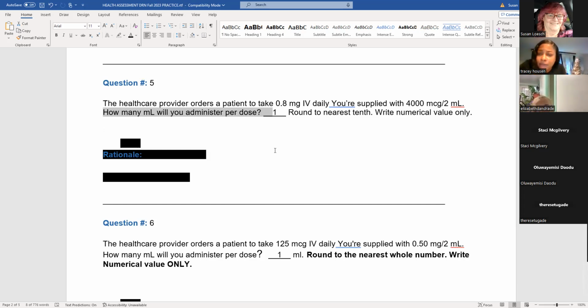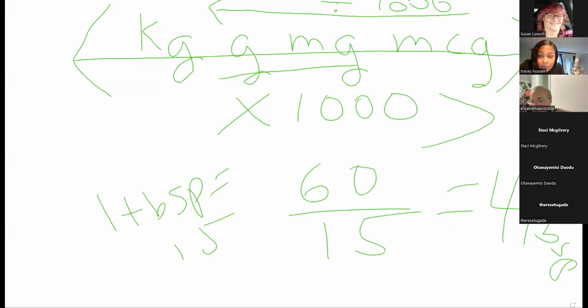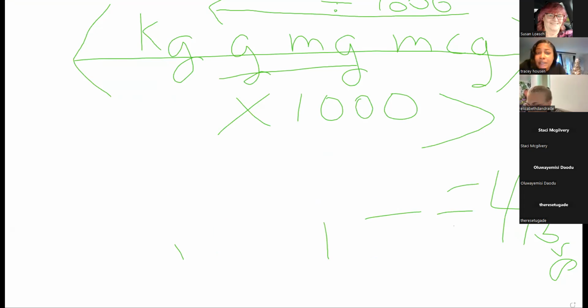4,000 mcg. Okay, so you have 2 different strengths here. You gotta convert. So again, that's why I left that little graph. You go back to your graph. Which one do you want to convert? mg to mcg. This is a decimal.